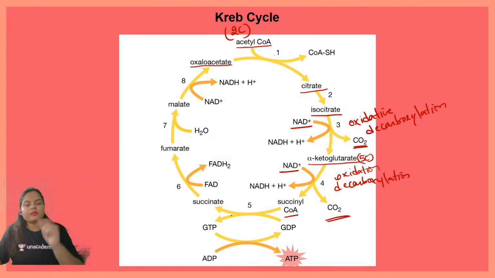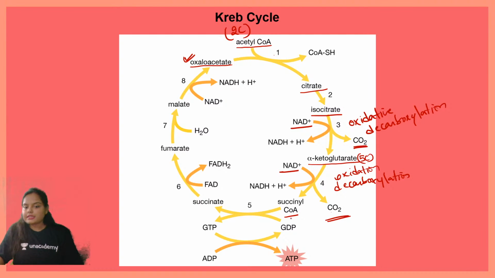It is continuing in order to regenerate the oxaloacetate molecule, because remember, this is a cycle, and in order for the cycle to continue, we must have this receptor molecule. Otherwise, the next time the acetyl coenzyme A will be entering, what molecule will be there to accept it? So in order to regenerate the oxaloacetate, this cycle is continuing further.